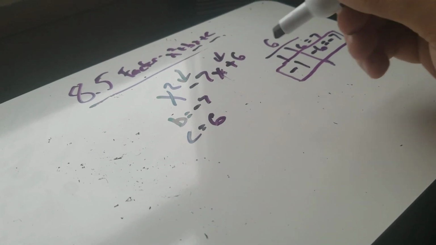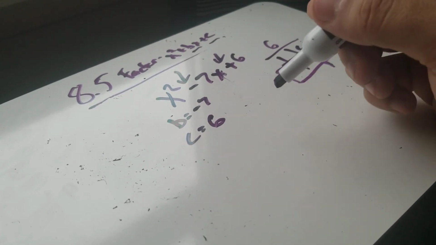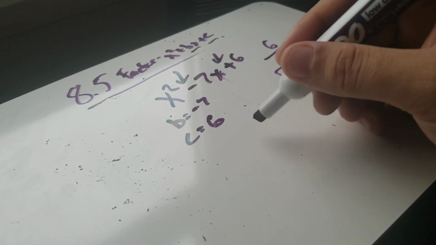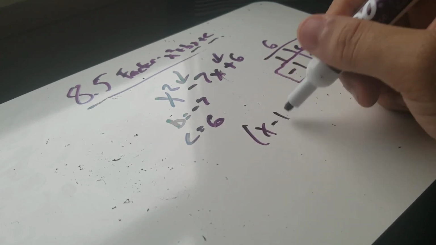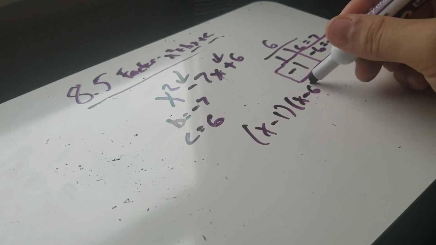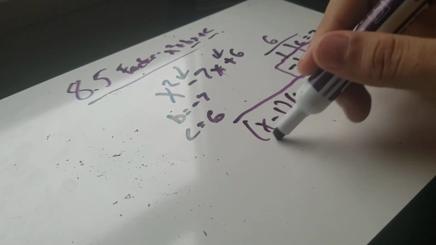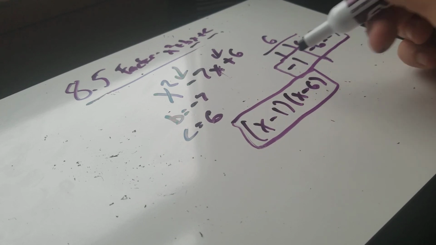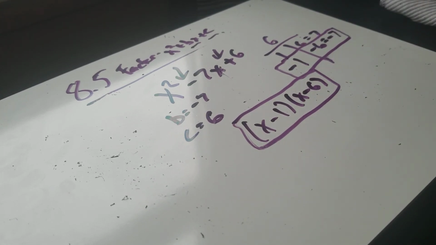Okay, so we just did our steps, and now we just write our answers. So x minus 1 and x minus 6. We are done. And if you want to distribute to check, that's fine. You'll get the same answer.